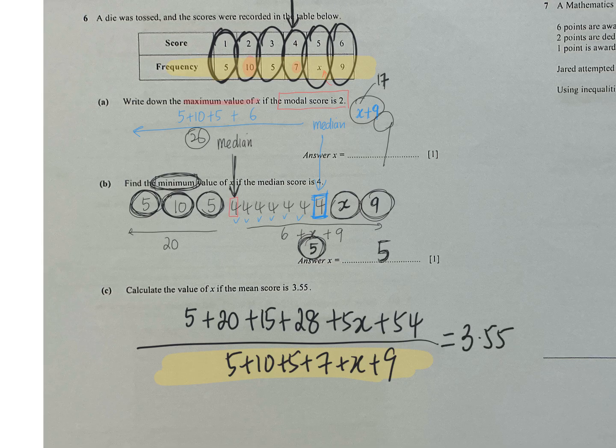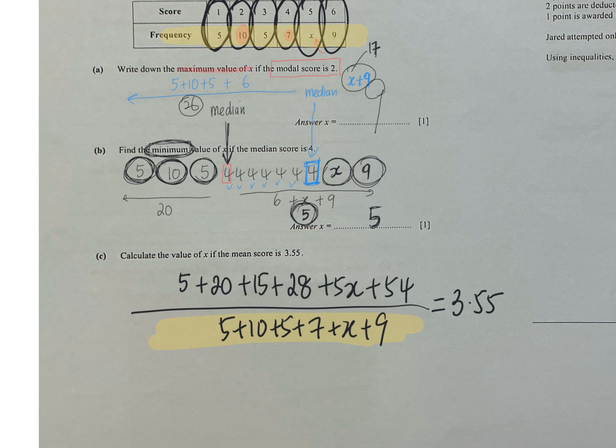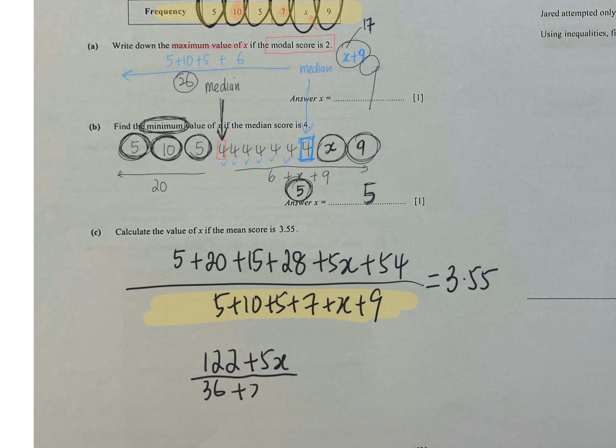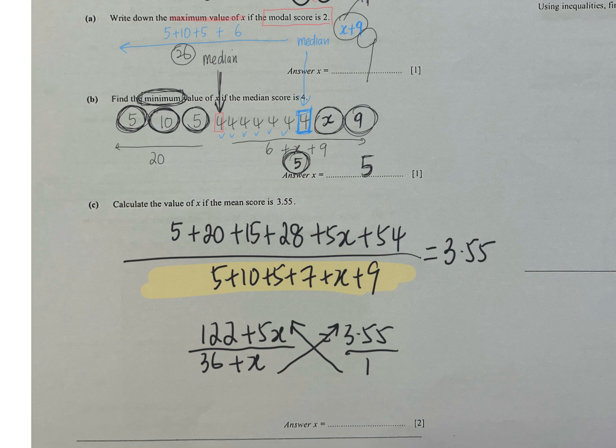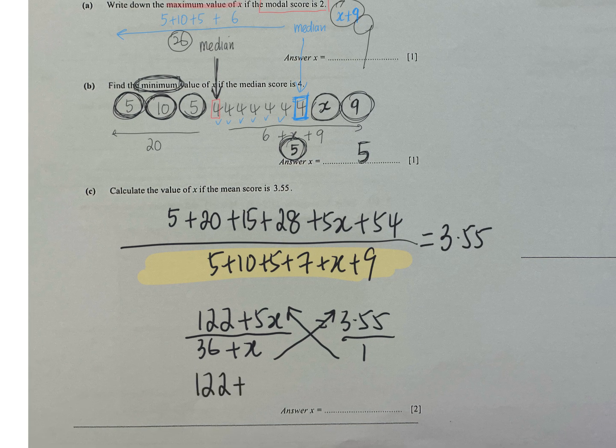Okay, then go and calculate. 5 plus 20 plus 15 plus 28 plus 54. It is 122. At the bottom, if you calculate properly, 36 and then plus x equal to 3.55. So remember, do a cross multiply. So 122 plus 5x is 3.55 times 36.